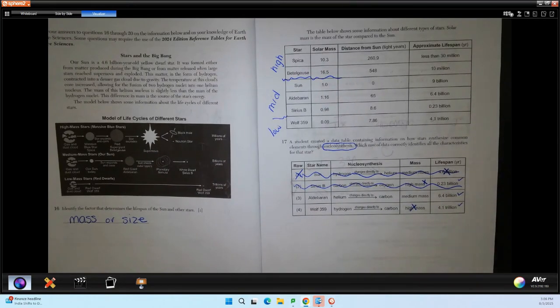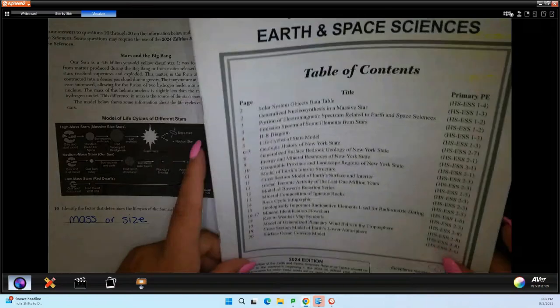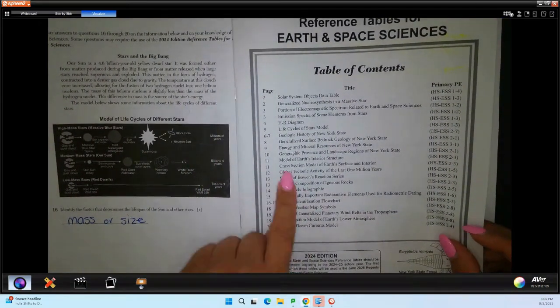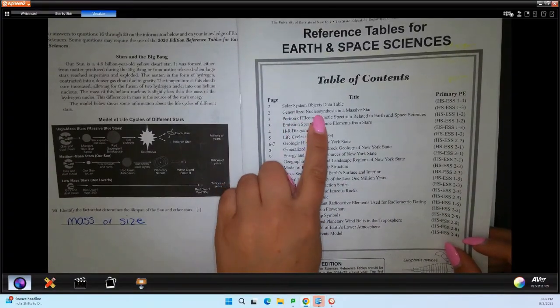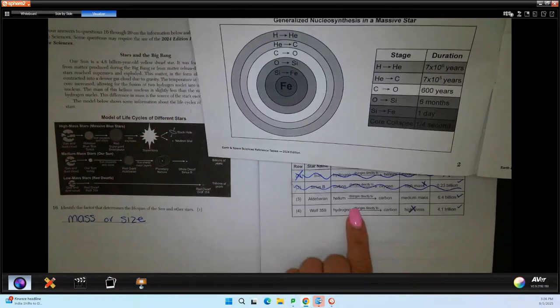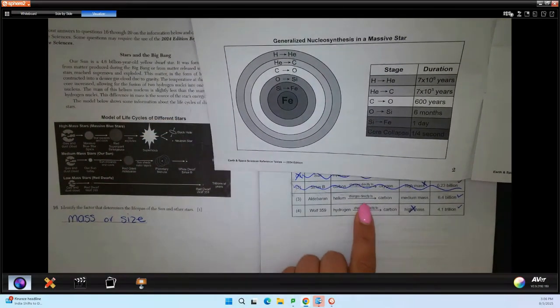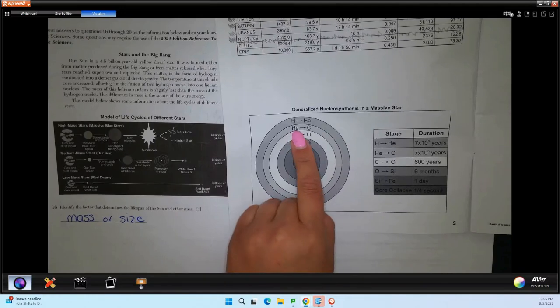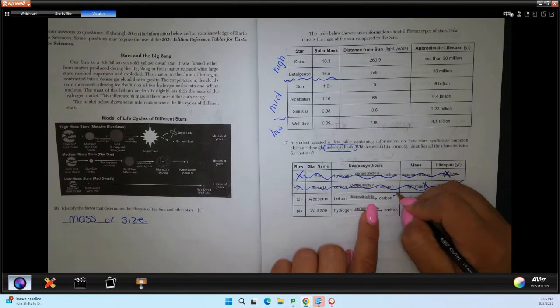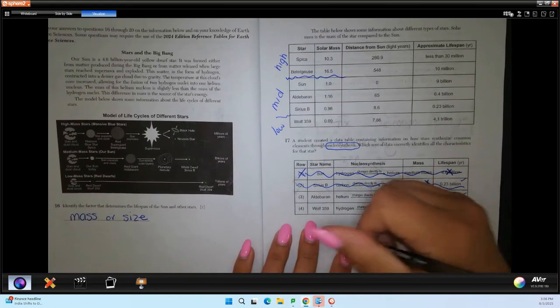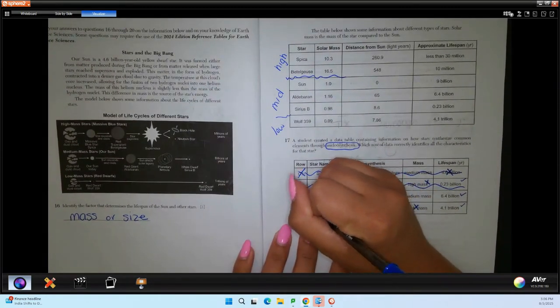Okay, so that leaves us with option 3. And the last thing I have to check is nucleosynthesis. So nucleosynthesis, we have a reference page, page 2, generalized nucleosynthesis. And if we look, Aldebaran says helium changes directly to carbon. And if we look here, helium changes to carbon. That is correct, and so that works out there. We can check that one off. And we are left with option number 3 being our correct answer.